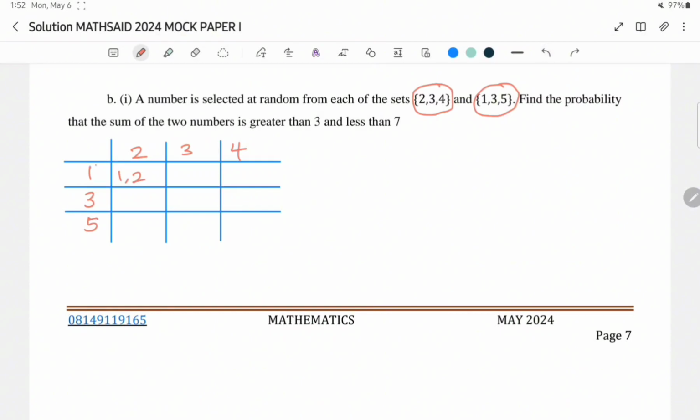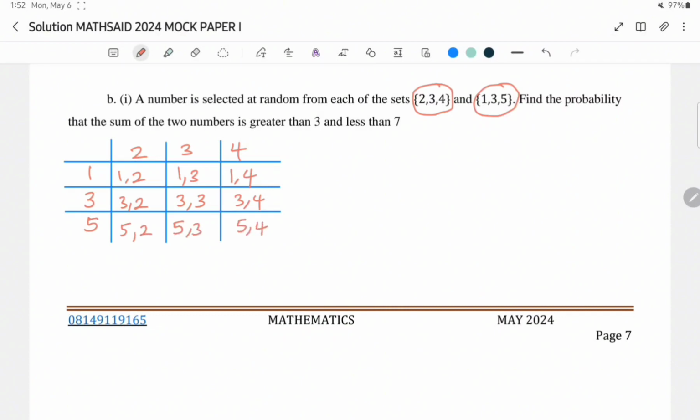For here, we are going to have 1 and 3, right? 1 and 3, and the last on this row is 1 and 4. For the second row, we'll have 3 and 2, 3 and 3, 3 and 4, and lastly, we are going to have 5 and 2, 5 and 3, 5 and 4.